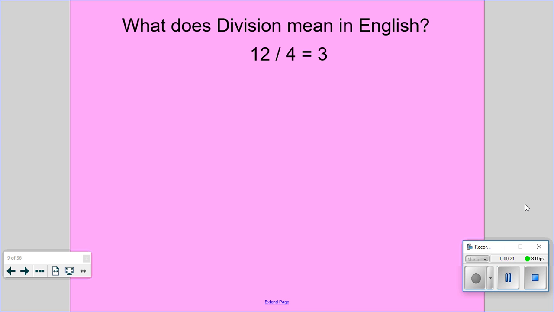What does that multiplication sign really mean? I should see lots of hands. We've said it so many times. Brayden? Groups of, right? So we're going to do the same thing.